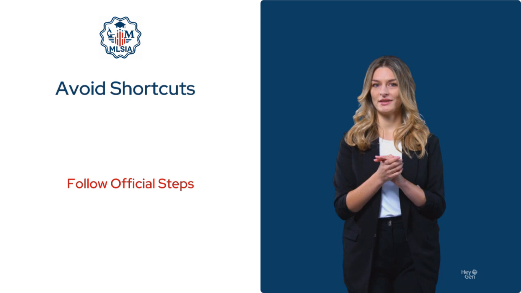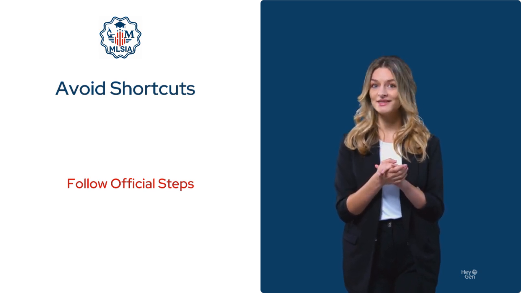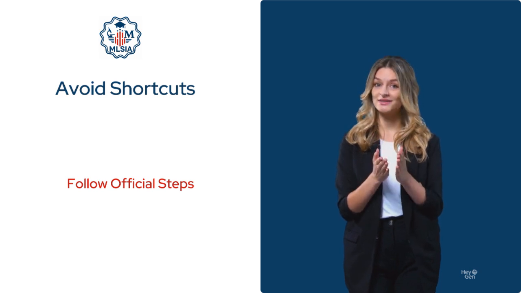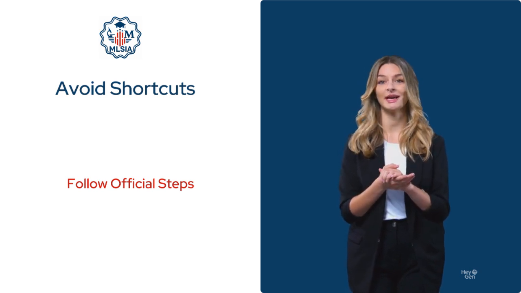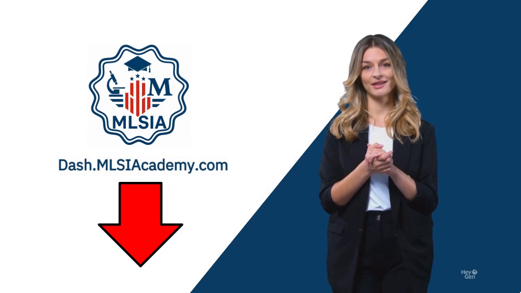Don't fall for shortcuts or unofficial eligibility tools. Use only the official ASCP Eligibility Assistant. Prepare all documents before you submit anything. Pay the application fee and upload documents when you apply. Once approved, you'll get an exam date.